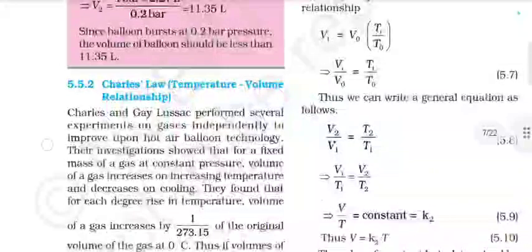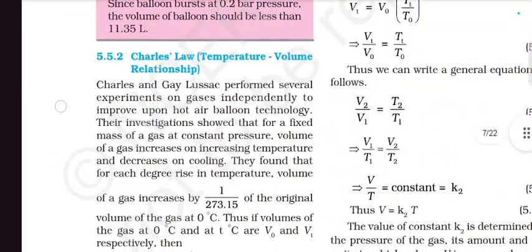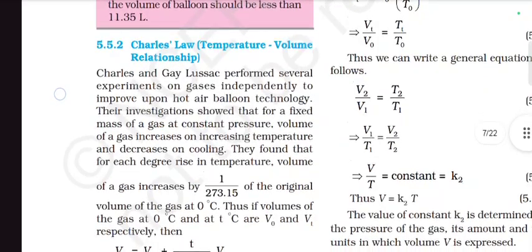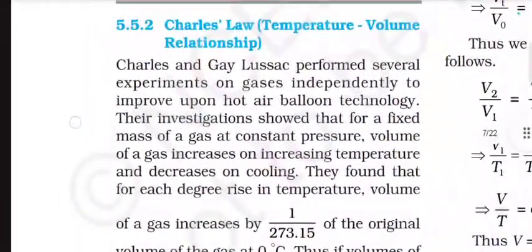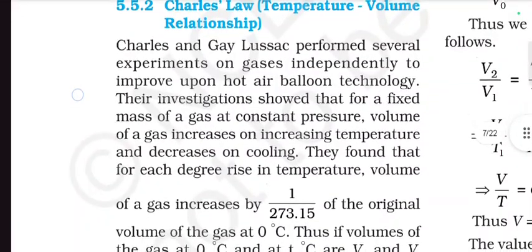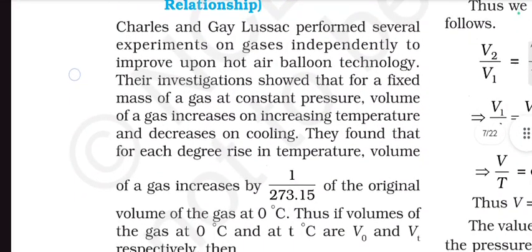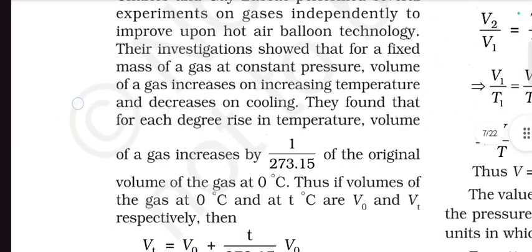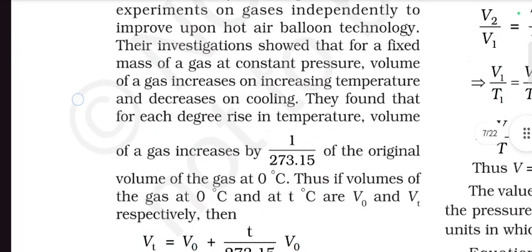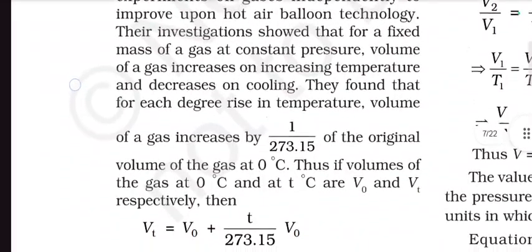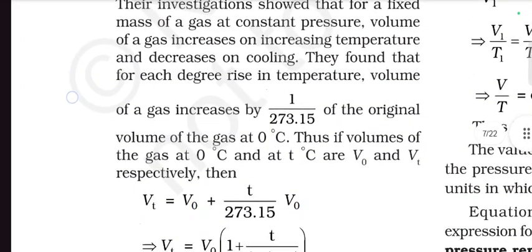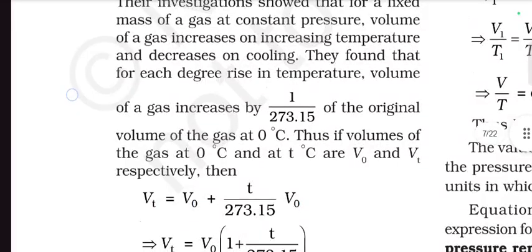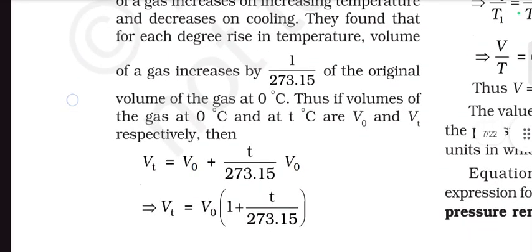Charles' law, temperature-volume relationship. Charles and Gay-Lussac performed several experiments on gases independently to improve upon hot air balloon technology. Their investigation showed that for a fixed mass of a gas at constant pressure, the volume of a gas increases on increasing temperature and decreases on cooling. They found that for each degree rise in temperature, the volume of a gas increases by 1/273.15 of the original volume of the gas at 0 degrees Celsius.